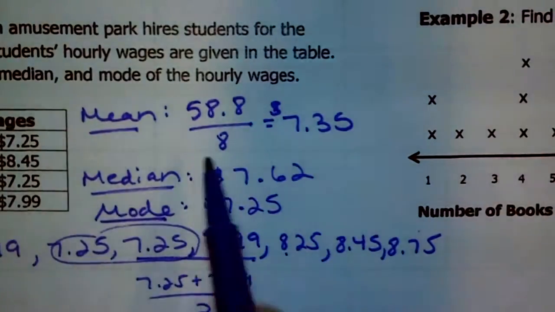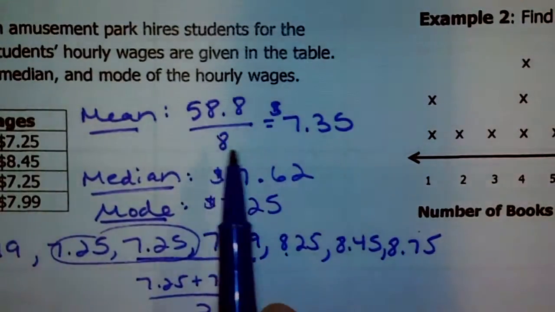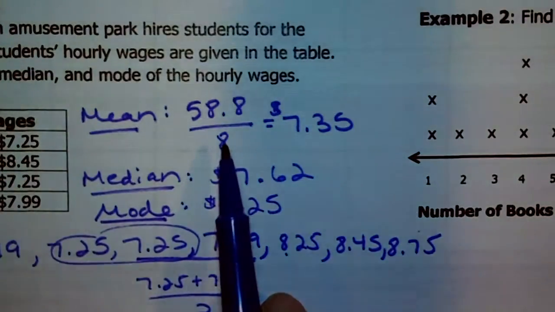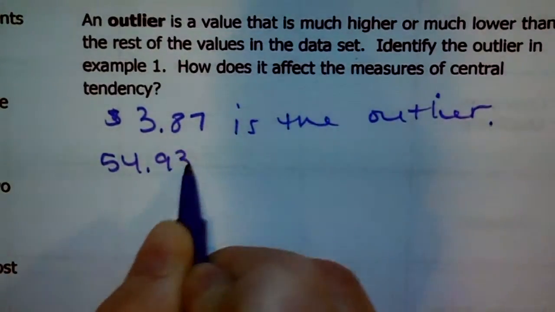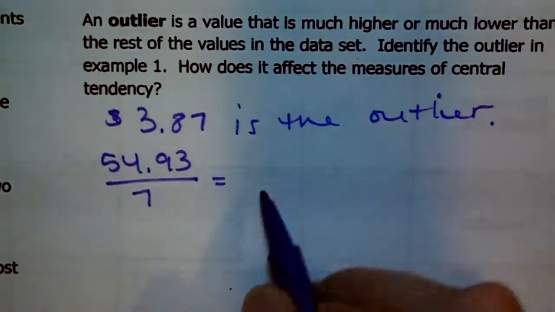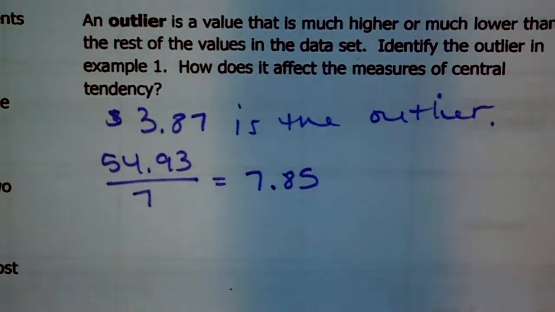So if we start with the mean, I know that originally when we added up those 8 numbers, we had 58.8. So I'm going to take the 3.87 away from that. And if you take 58.8 and subtract 3.87, you end up getting 54.93. So 54.93, and now we're going to divide that by, we only have 7 numbers because we took the 3.87 out. And if you divide that by 7, we end up getting $7.85 if we round that. So that's a rounded value.